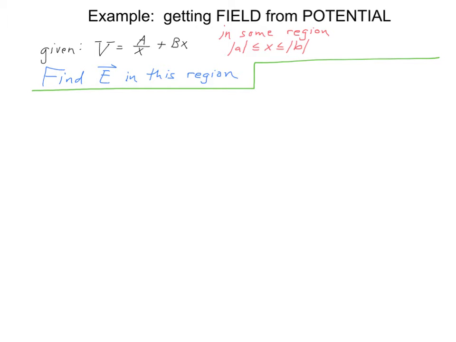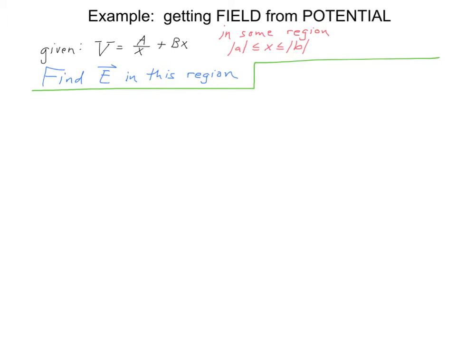This example problem illustrates how to calculate electric field from knowledge of the electric potential. So here's the problem. Let's say we know the electric potential as a function of x. Say some constant a divided by x plus some other constant b times x.